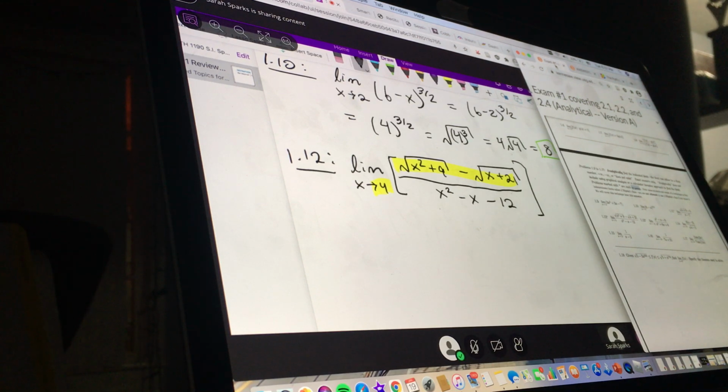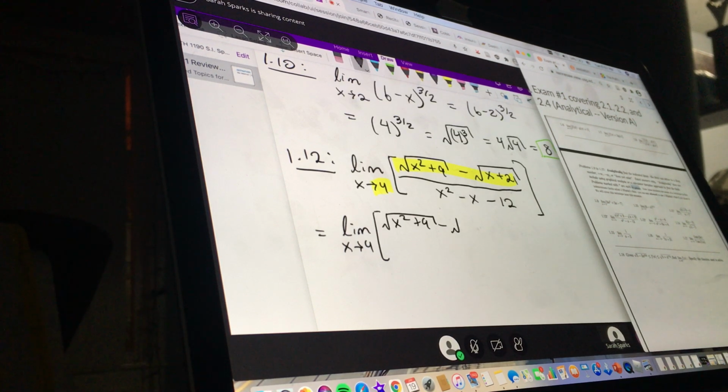So for a conjugate of something, we're going to multiply by the conjugate of the numerator. So I'm just going to go ahead and rewrite this part right here. The conjugate of the numerator is just that minus sign is going to become a plus sign. And then we're going to multiply that over itself. So we have this whole thing. I'm going to write that in parentheses.